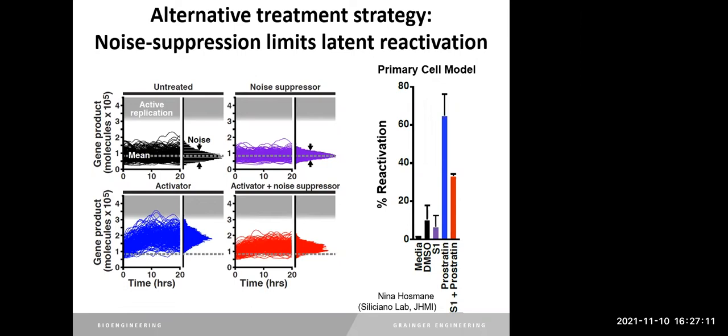And out of the 9 noise suppressors that we detected, one of them actually suppressed latent reactivation in both cell lines that I'm not showing you, but also in the primary cell model of latency. Here you're seeing prostratin, which reactivates to about 60%, is cut down by about half with the combination of S1, one of the noise suppressors.